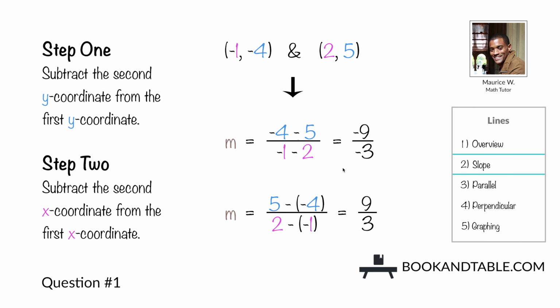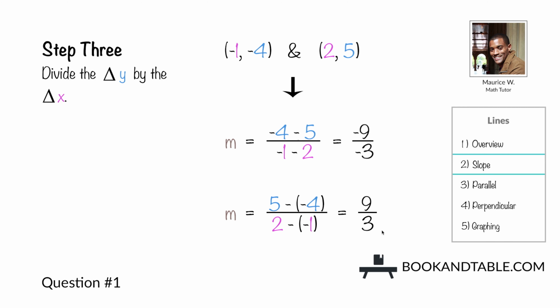Step 2, subtract the second x-coordinate from the first x-coordinate. So if you subtracted this point from this point, right, negative 4 minus 5, then in the denominator, you have to use this x-coordinate first. So it'd be negative 1 minus 2. Negative 1 minus 2 would give you negative 3 in the denominator, your change in x. Here, we did 5 minus negative 4. So in the denominator, this one goes first. We have 2 minus negative 1. 2 minus negative 1 becomes 2 plus 1, which gives you 3.